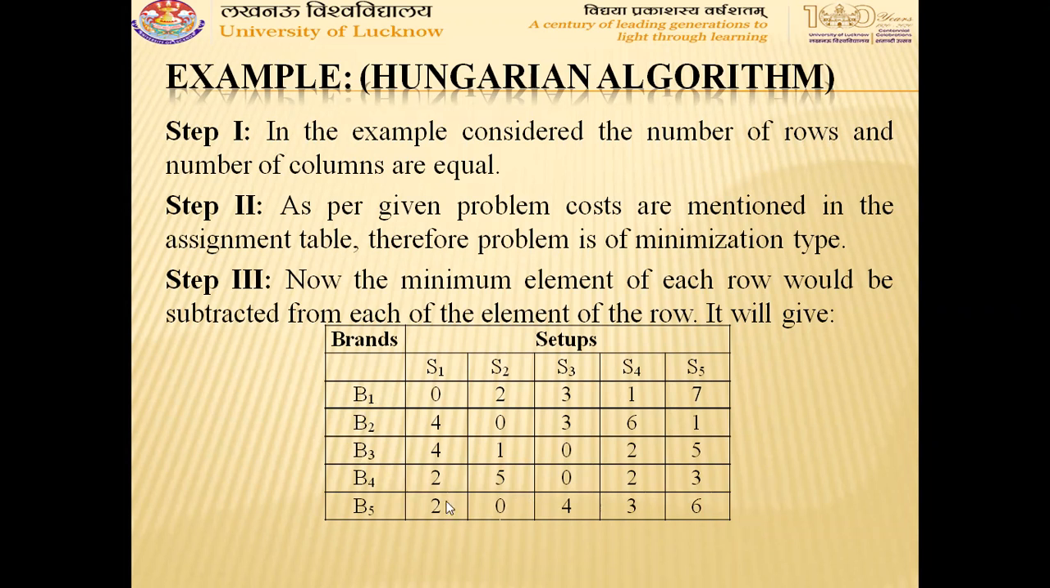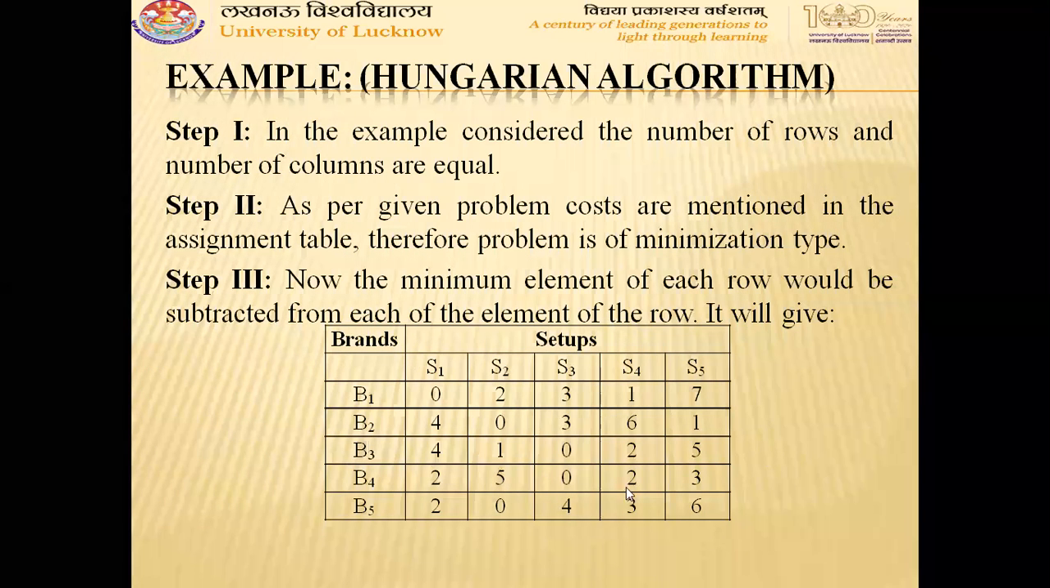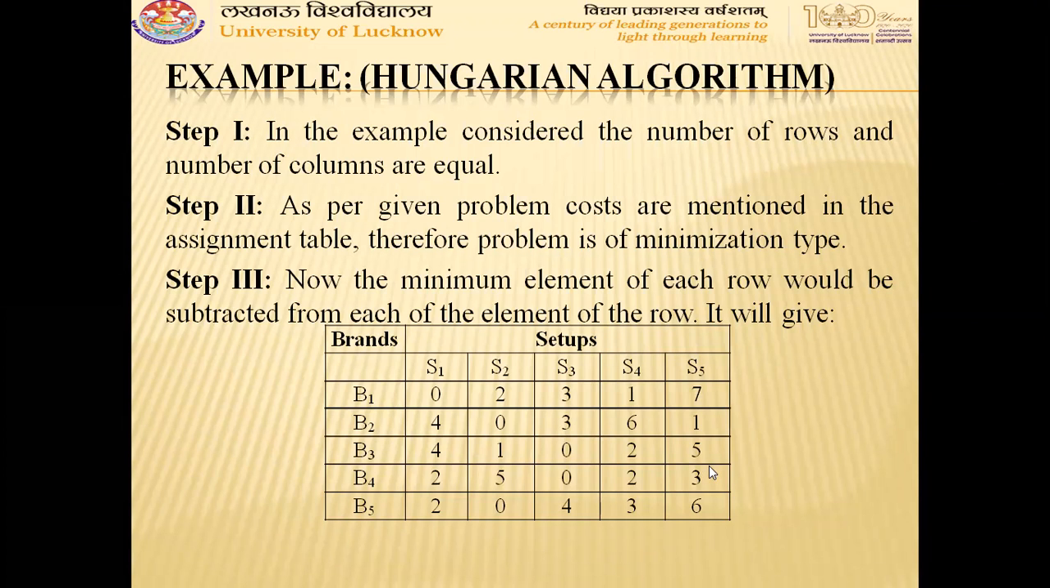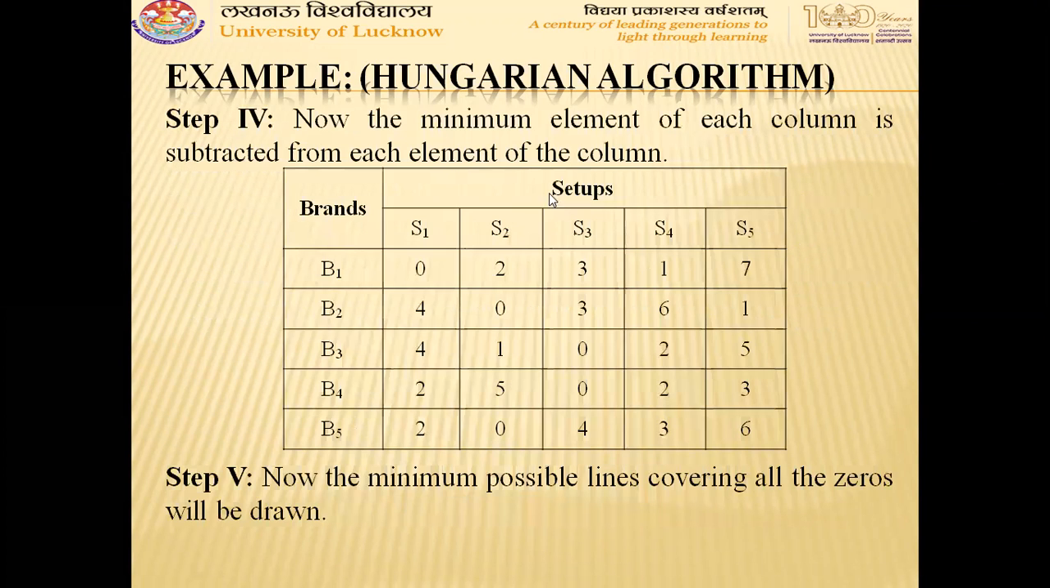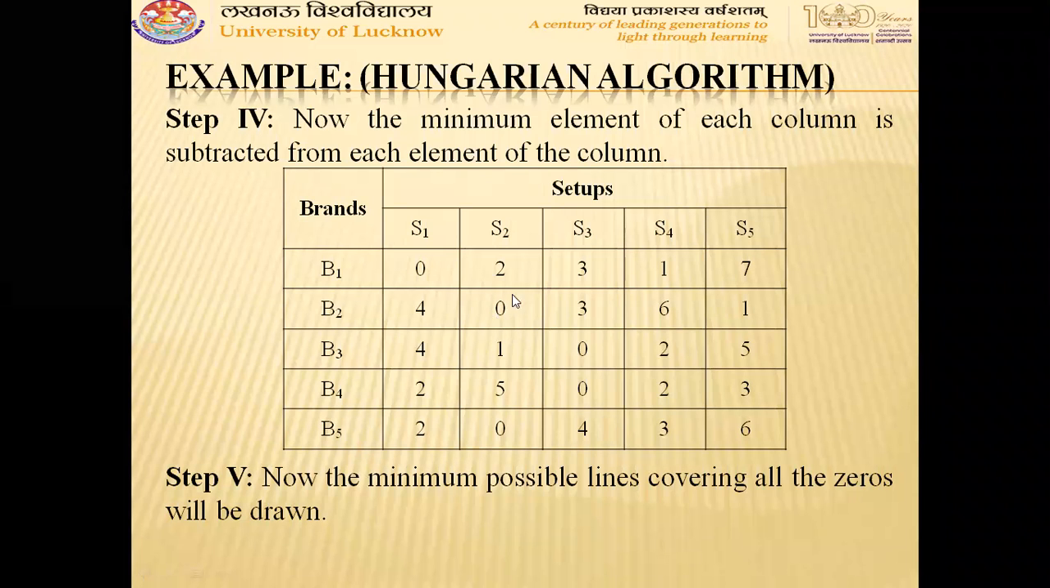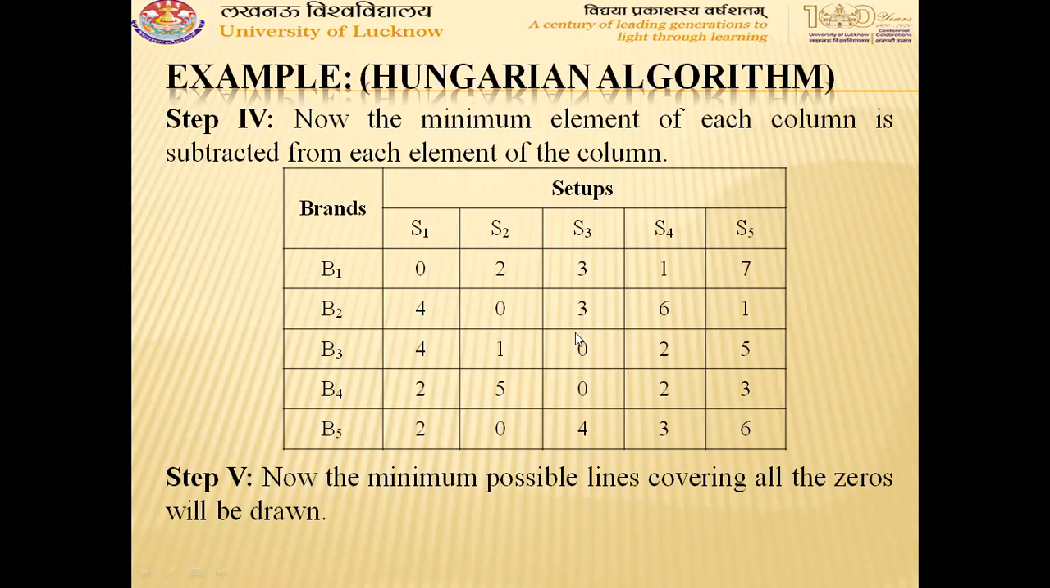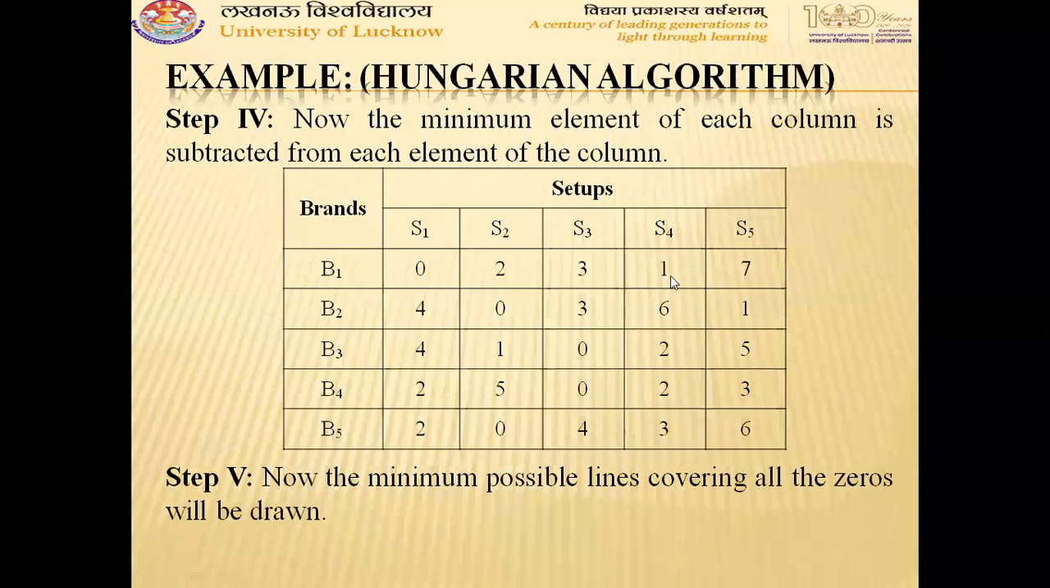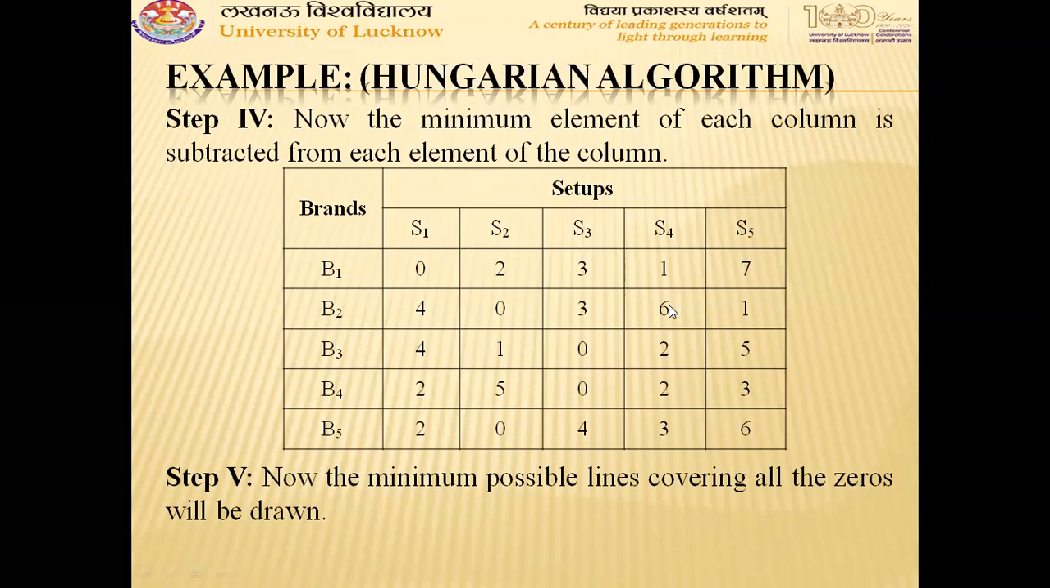So after subtracting minimum element of the row from each element of the row, this table is obtained. Now next step is performed on this table, not on the original one. Next step said find the minimum element of the column and subtract it from each element of the column. So in first column, minimum element is 0. In second column, minimum element is 0. In third column, minimum element is 0. In fourth column, minimum element is 1. And in fifth column, minimum element is 1.